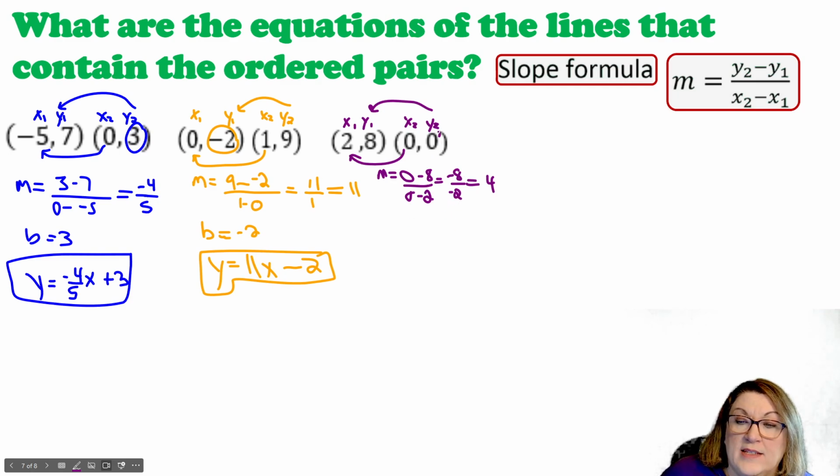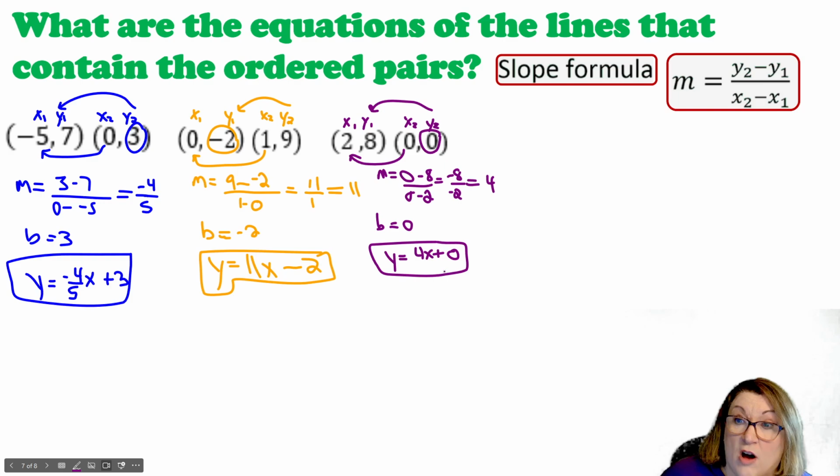Our b is 0 this time, because as you can see, when the x is 0, the y is also 0. So the equation would just be y equals 4x. We do not have to write the plus 0 out there. If you write plus 0, it's not necessarily wrong. It's just you don't have to write it, and you will never see it written that way.